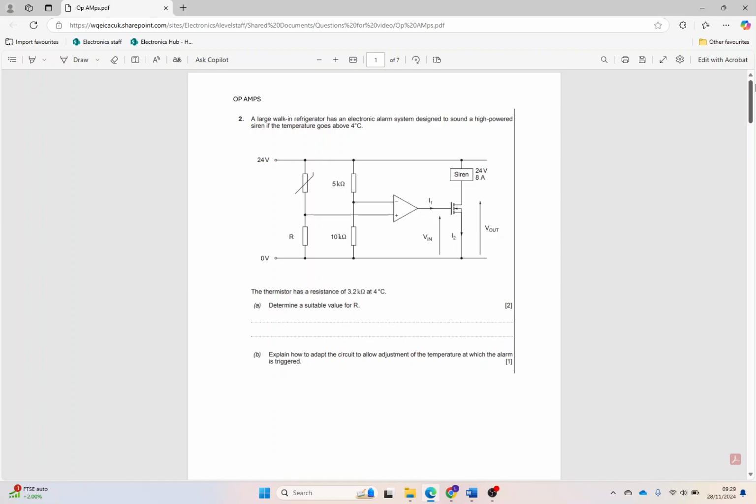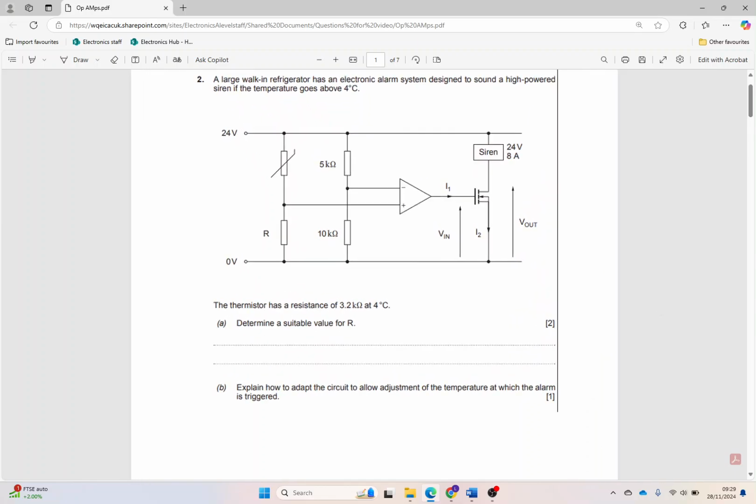Okay, so let's start with a video on our op-amp circuits. Starting straight away with a comparator circuit. A comparator circuit in itself, all it does is compare the voltage on the non-inverting input with the voltage on the inverting input, and whichever one is bigger, that's where the output is going to be. So it asks us for a suitable value of R.